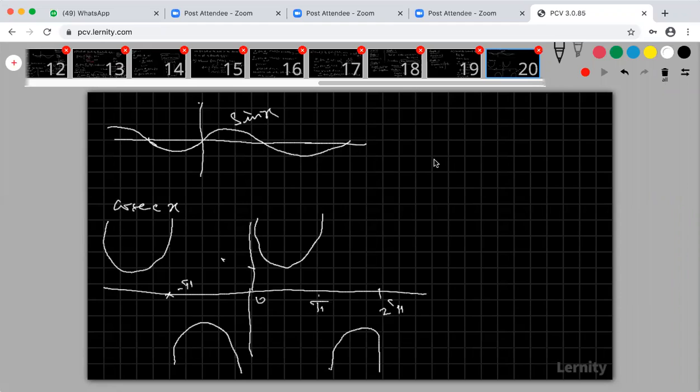Why? Sir, at 0, the function is not continuous. Sir, at pi, it is not continuous. Sir, at minus pi, it is not continuous. Sir, similarly, at 2 pi, it is not continuous. Sir, look at the graph, sir. But you have to concentrate on the domain of cosecant x.